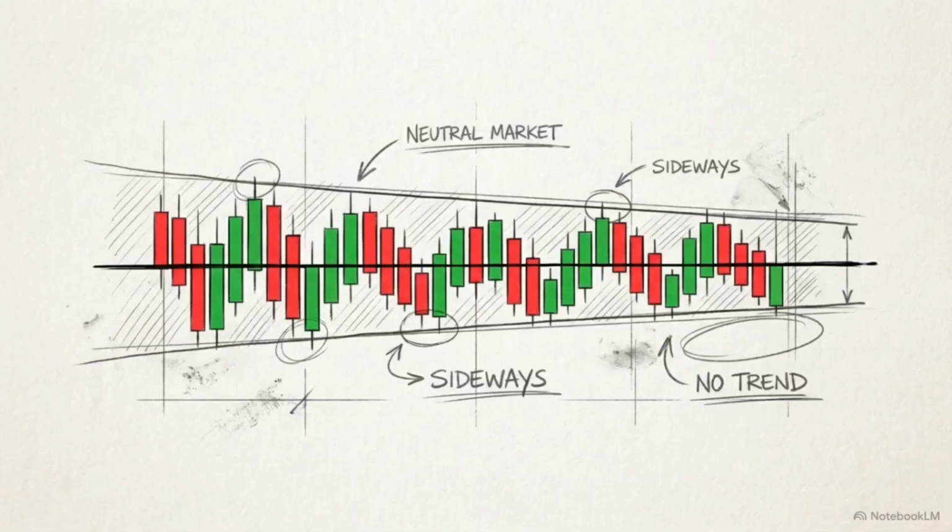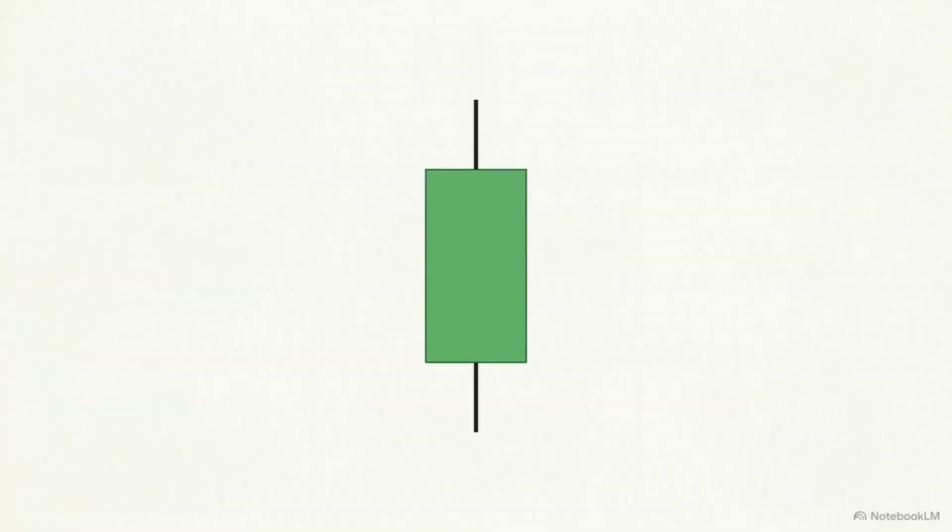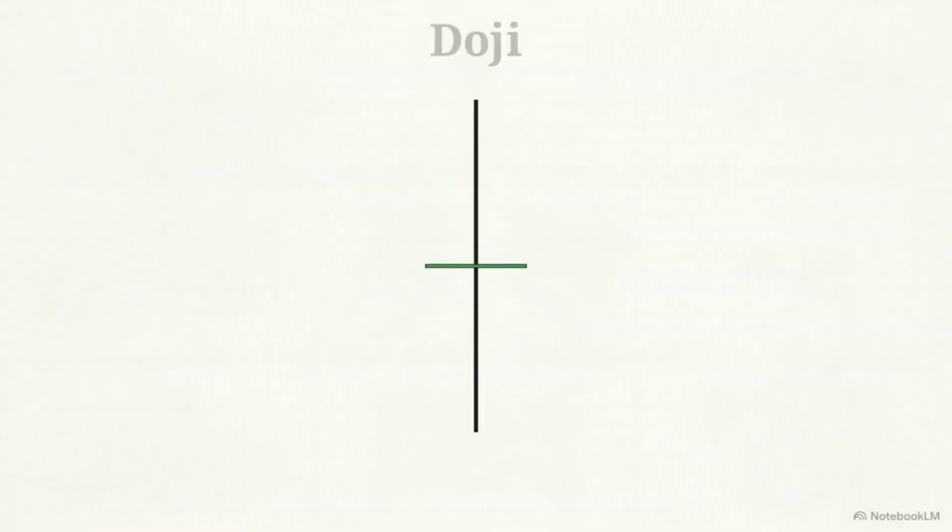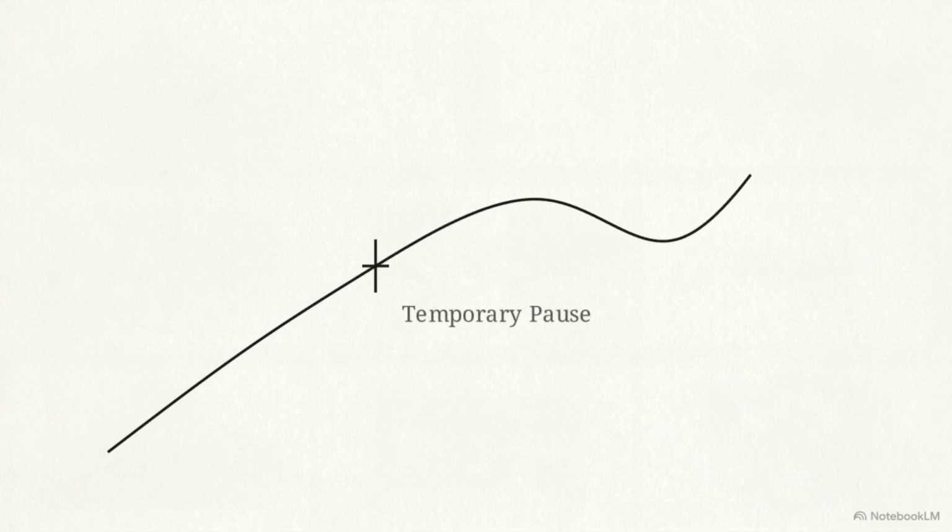We begin by identifying moments of absolute market equilibrium, sessions where buyers and sellers fight to a standstill. This stalemate forms a specific candlestick known as a doji. It appears when a trading period opens and closes at the exact same price, leaving a horizontal dash instead of a thick real body. If a doji forms in the middle of an active trend, it is usually just a temporary pause. But when a doji appears at a structural price extreme, it acts as a warning.